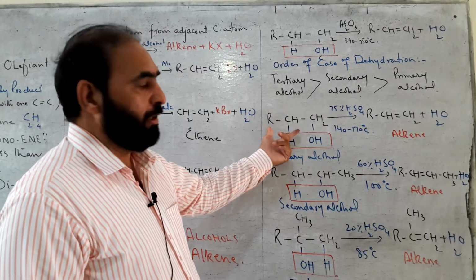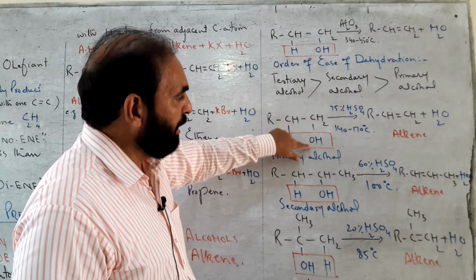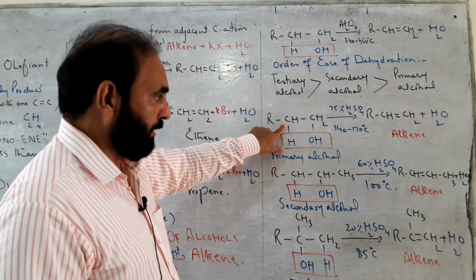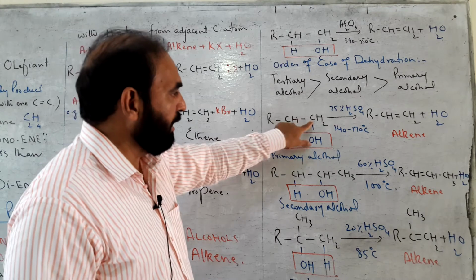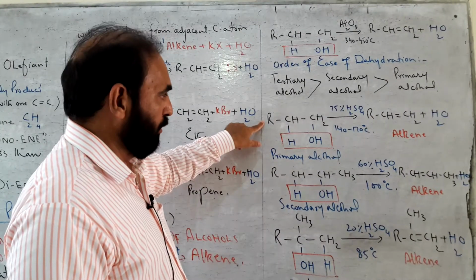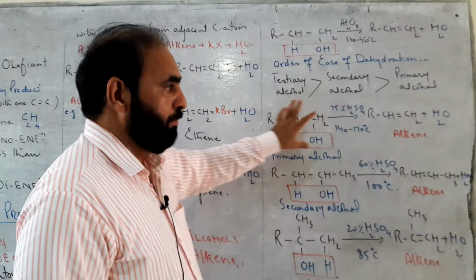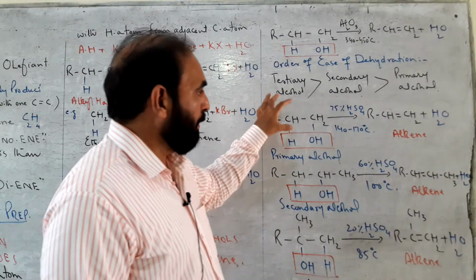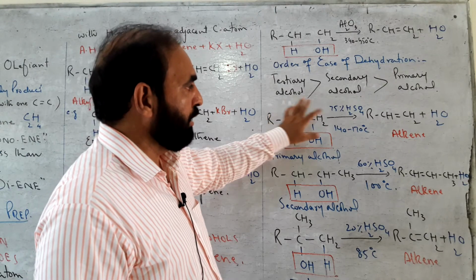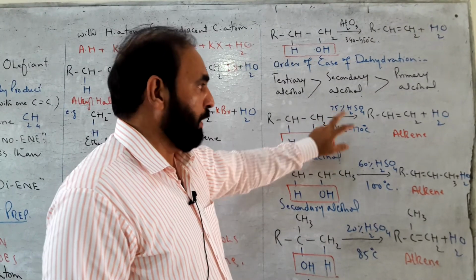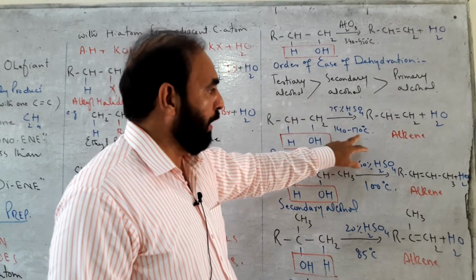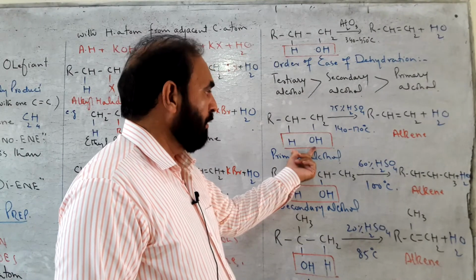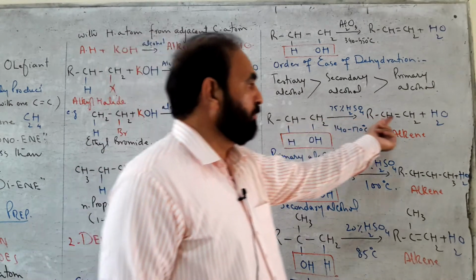Primary alcohol is an alcohol in which the carbon containing OH is further bonded directly with one carbon atom. So these two carbons are taken out of R in order to represent primary alcohol, showing dehydration. For primary alcohol, we use 75% H2SO4 at 140 to 170 degrees centigrade temperature. After removal of water, the C-C single bond becomes a C=C double bond.